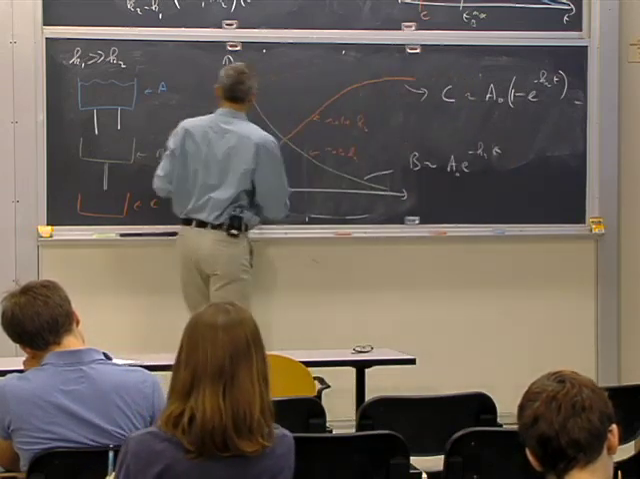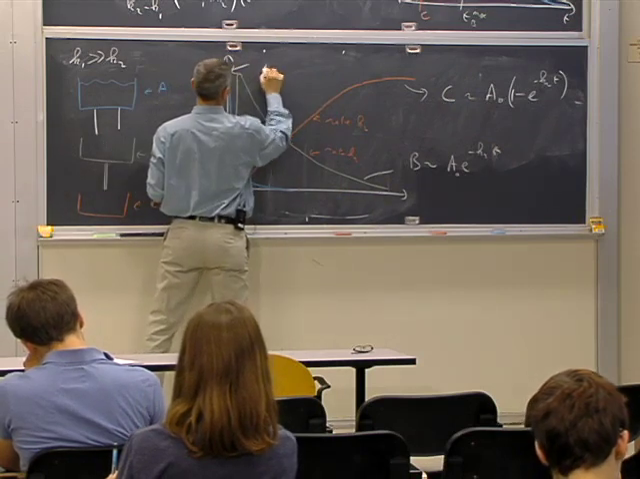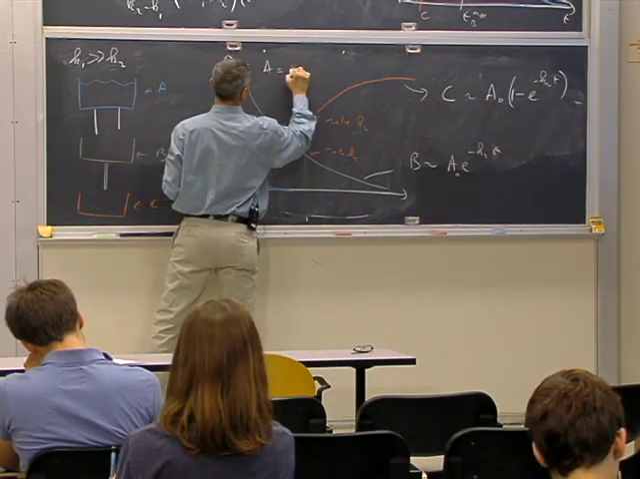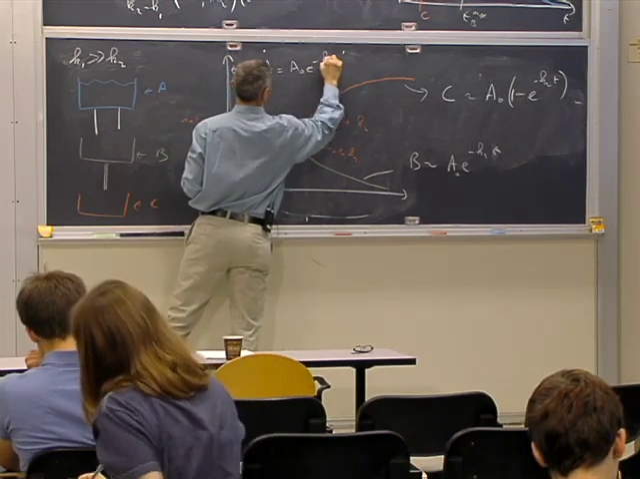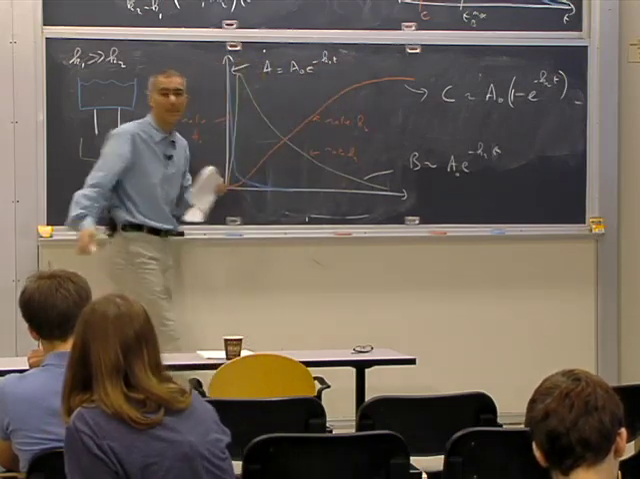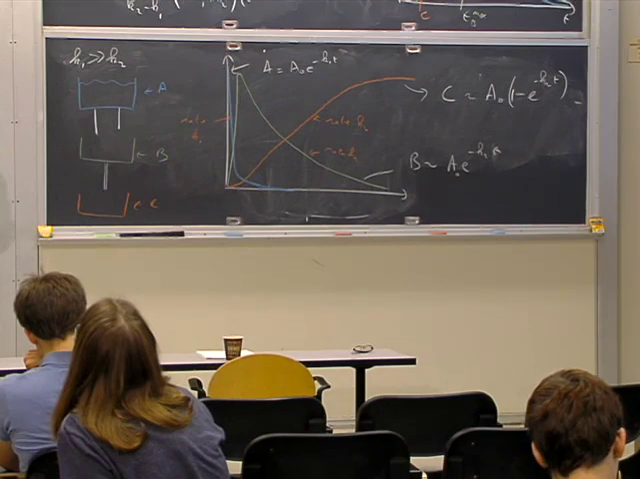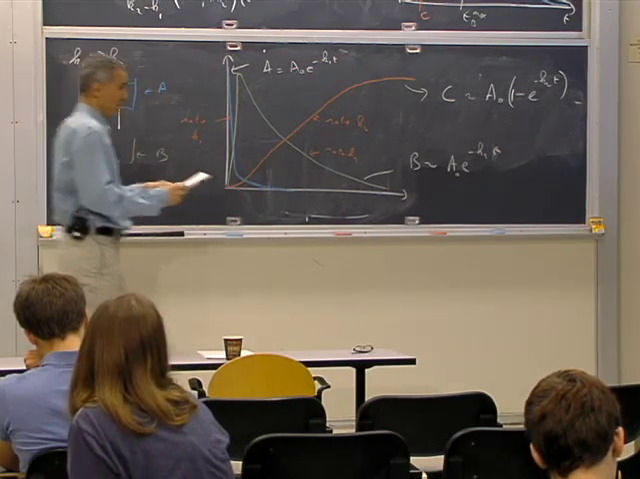And A just disappears quickly, and we can write it as A is equal to A naught e to the minus k1 times the time. That's an easy approximation. And you just got to make sure that this fits.